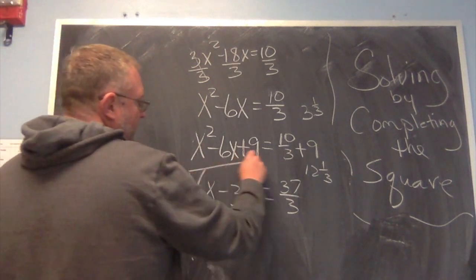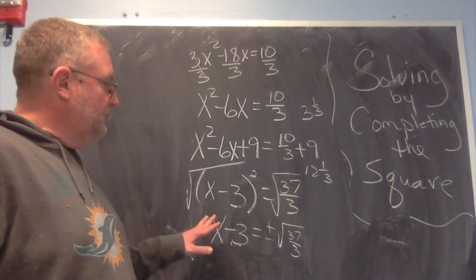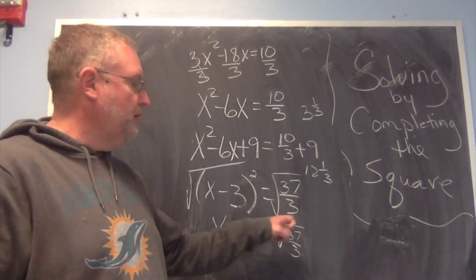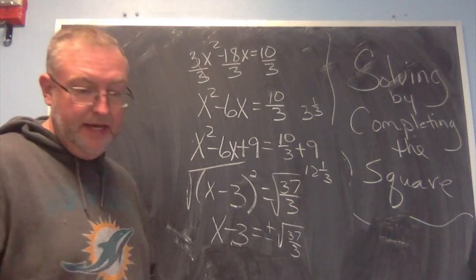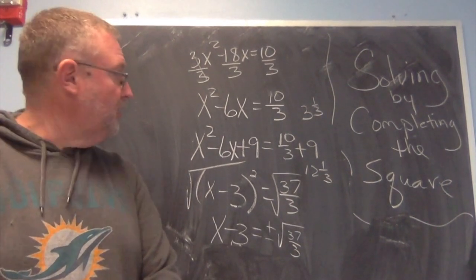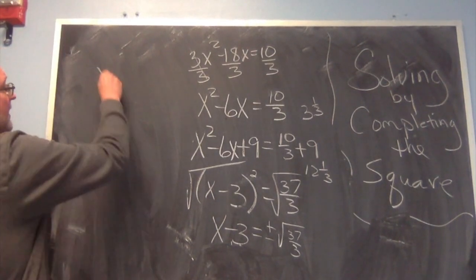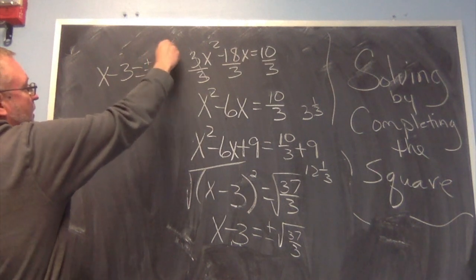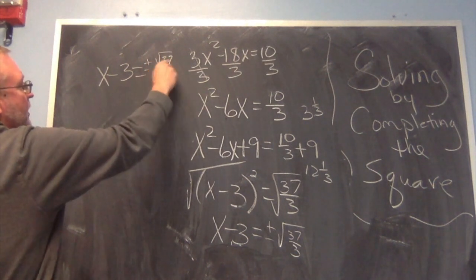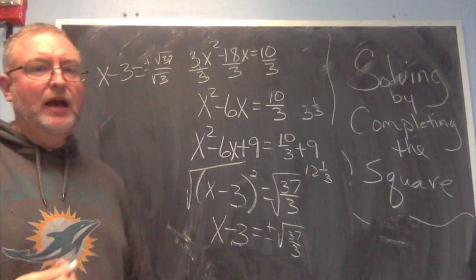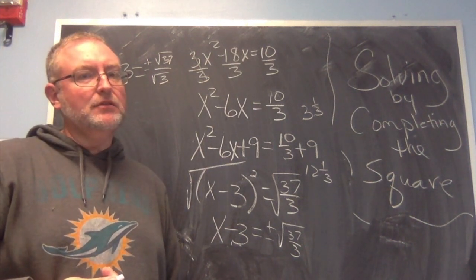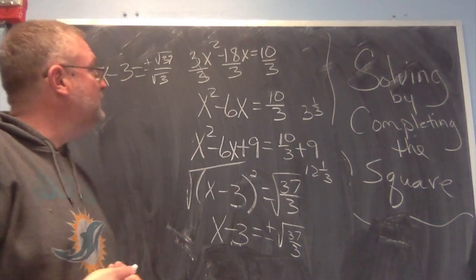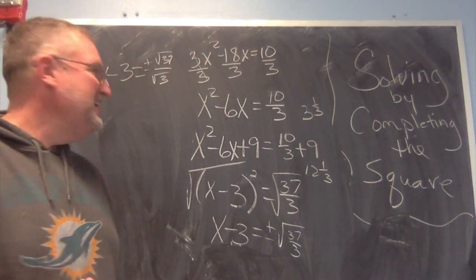Then I got to find the square root. All right, so we're at the point where it's x minus 3 equals positive negative square root of 37 over 3, which, if you remember, is the same thing as x minus 3 equals positive negative square root of 37 over the square root of 3. Can you have a denominator as a radical? No. So you have to multiply it by itself to get rid of it. You loving this? All right.